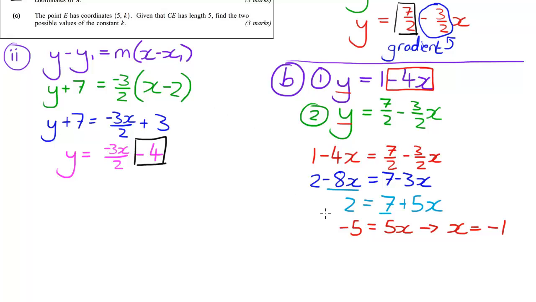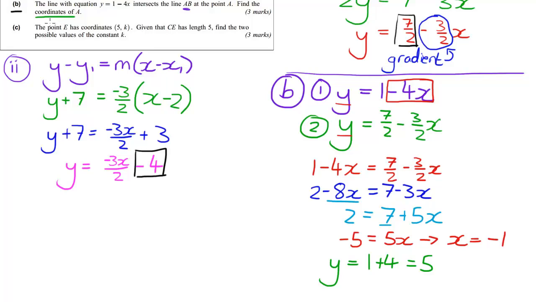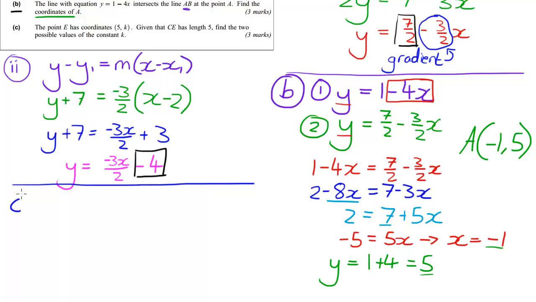So let's go back to this. So we've got y is equal to 1, and then minus 4 times minus 1 is going to be plus 4, so y is going to be equal to 5. So our coordinates of A, I don't know if you can see that, let me go up a bit. Our coordinates of A that we were trying to find are going to be x is minus 1, y is 5, so let me write that here. A is going to be minus 1, 5. So that's good.